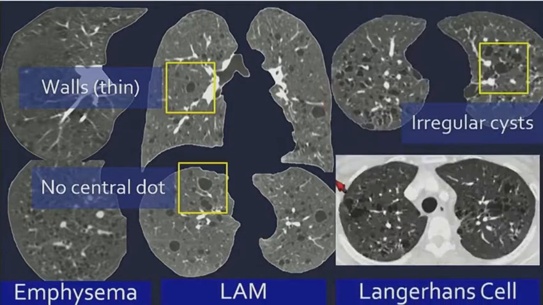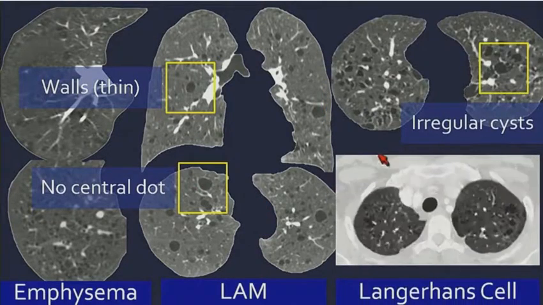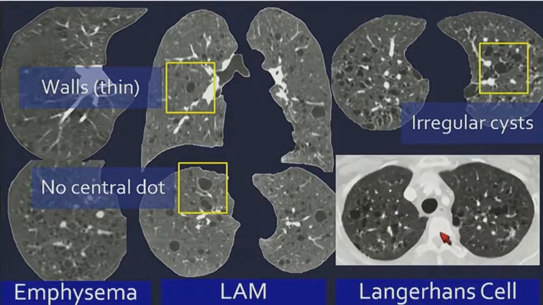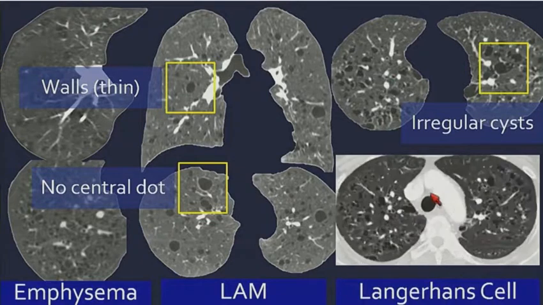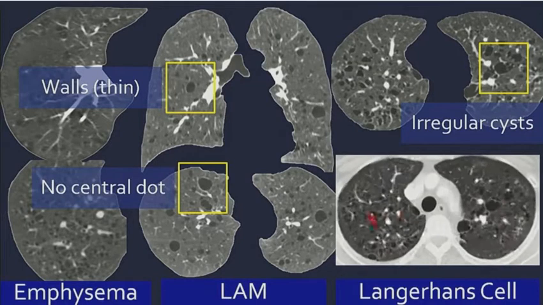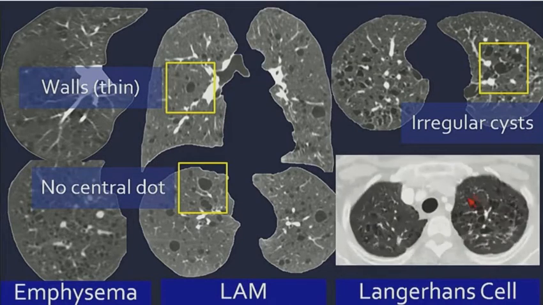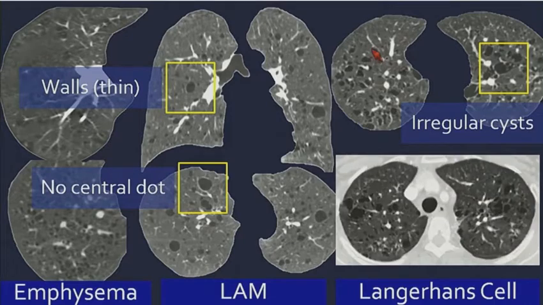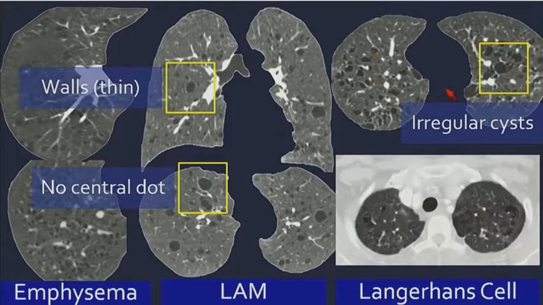So central dot sign. These cases can also be confused sometimes with other cystic lung disease like Langerhans cell histiocytosis. And you notice that the hallmark, as we'll get into in a minute, is this irregularity of the cyst, these bizarre shapes and sizes of the cyst. And note there's no central dot here within these either.